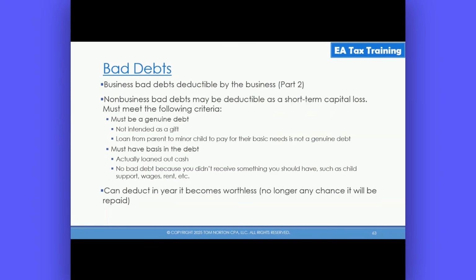If you do have this, it's a genuine debt, you've got basis in the debt, and it is worthless, then you can deduct it in the year that it becomes worthless, which means you no longer have any chance that it will be repaid. And again, you have to be able to prove that that is the fact, that you no longer have any chance that that debt will be repaid. And again, if you do that, it is a short-term capital loss. So it will be subject to all the same limitations as other capital losses, that $3,000 per year.